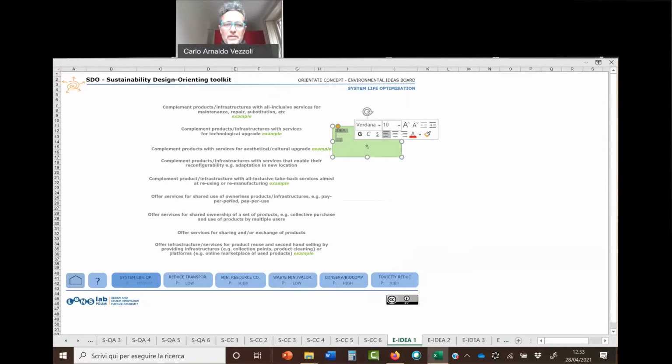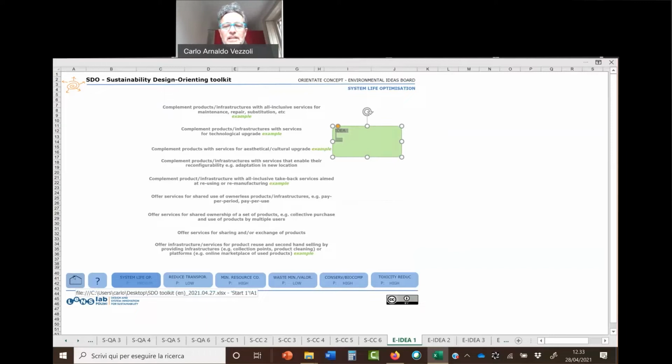And so the idea will be up to that level. Of course, complementing the product is not the product, the oven, but the oven with all-inclusive services for its maintenance and repair for the campus and blah blah, with maybe some characteristics.